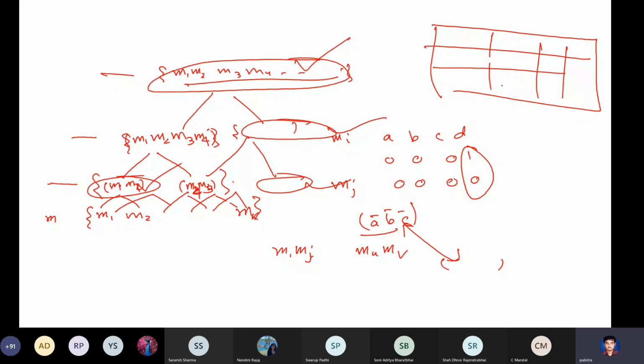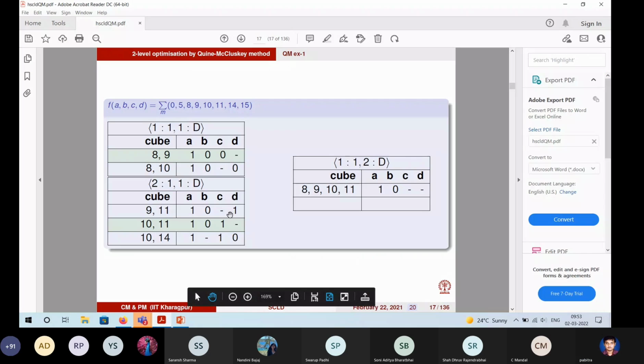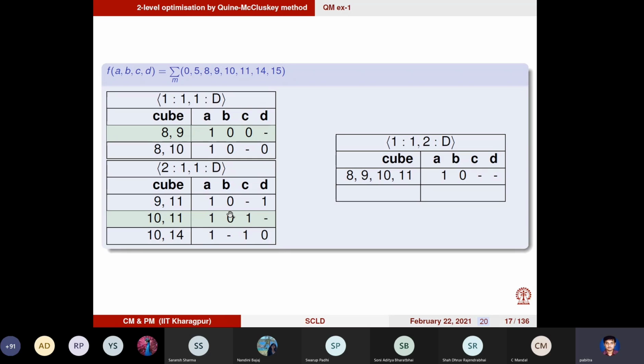But what is not guaranteed is whether this is the minimal function, the smallest function which covers the original function. For that, we have to go to the second step of Quine-McCluskey, where some rules are used to find, from this entire set of implicants, the smallest set of implicants. So that's how it goes.